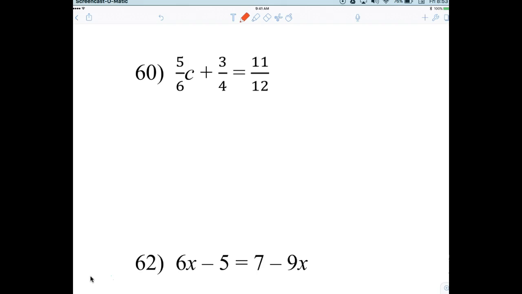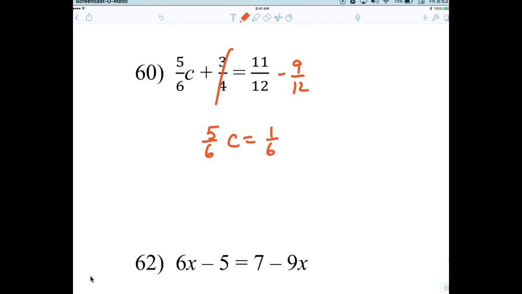First thing we're going to do is subtract 3/4. Now I need a common denominator, correct? So 3/4 is the same as 9/12. Now I would like for you to say 11/12 minus 9/12 is what? 2/12, but it reduces to 1/6. That's how you should be doing fractions. You shouldn't say 2/12. So now I have 5/6 C equals 1/6.